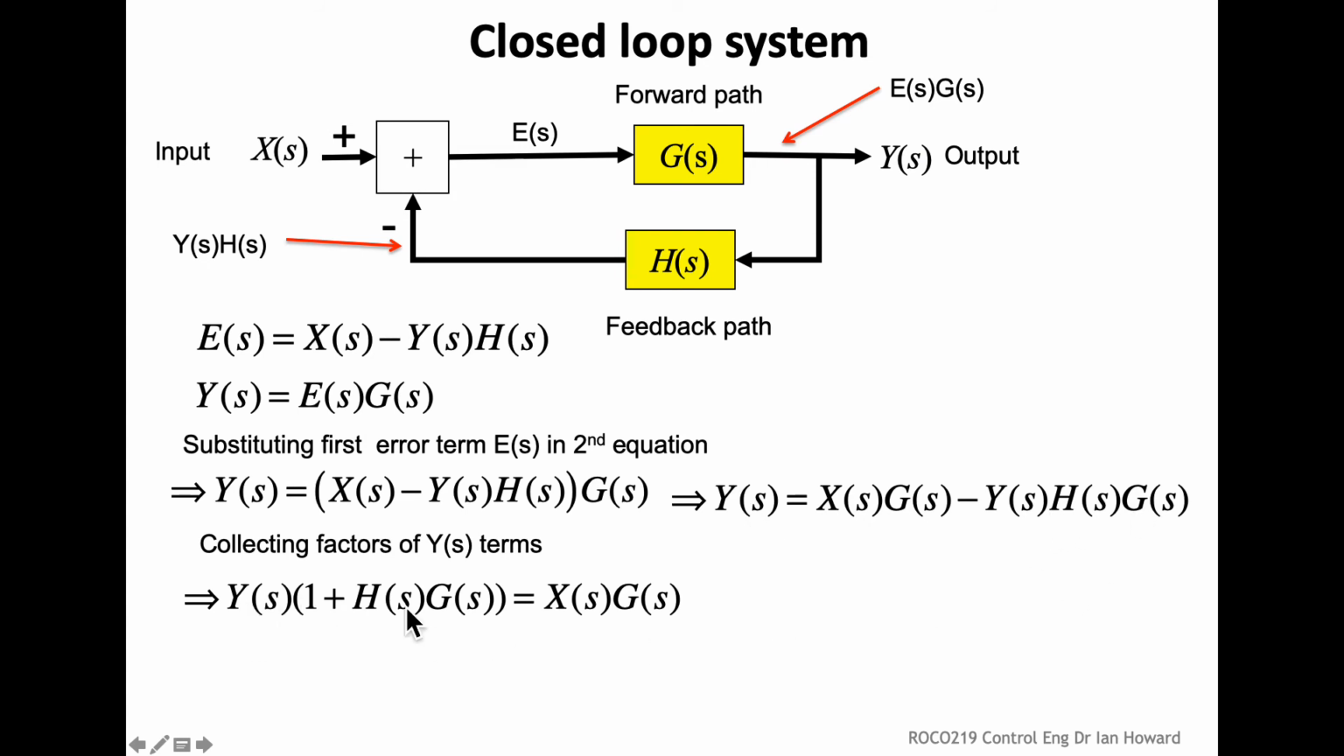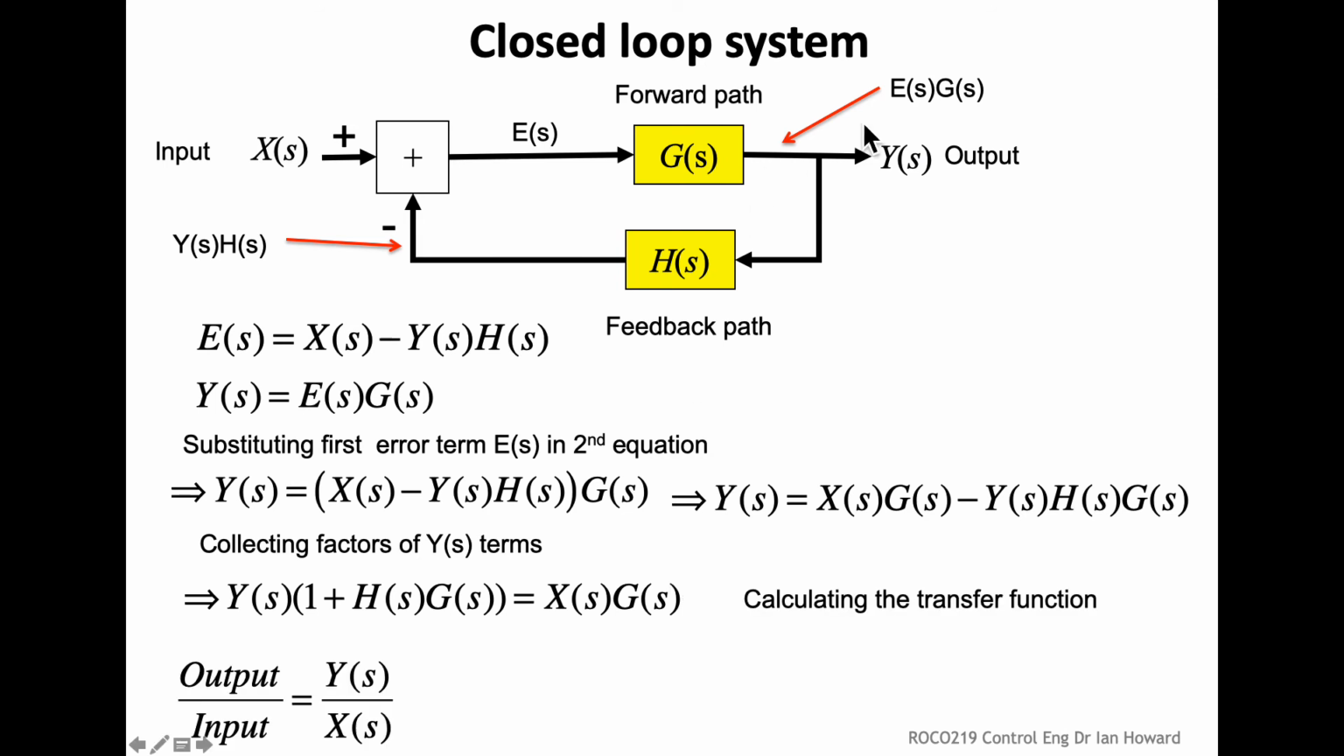So we have Y of S multiplied by 1 plus H of S, G of S equals X of S, G of S. And then what we care about is the transfer function, which is the output divided by the input, so Y of S divided by X of S. So we just divide both sides by all of this term. And what we end up with is G of S divided by 1 plus G of S, H of S. So it's a nice simple result, but very, very important.